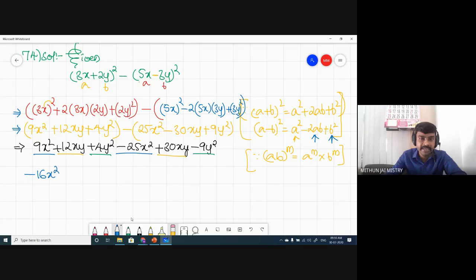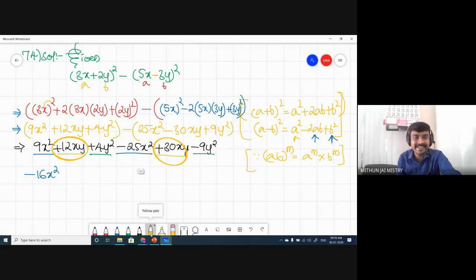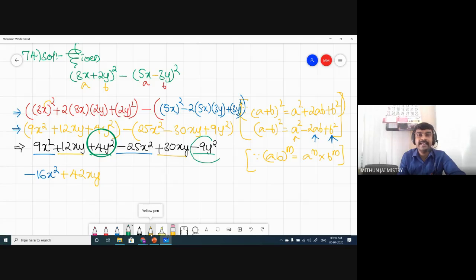Now let us go to the middle term. We have plus 12xy and we have plus 30xy. Both are positive, so add them. Plus 12 plus 30 is plus 42xy. And finally, we have plus 4y square minus 9y square.